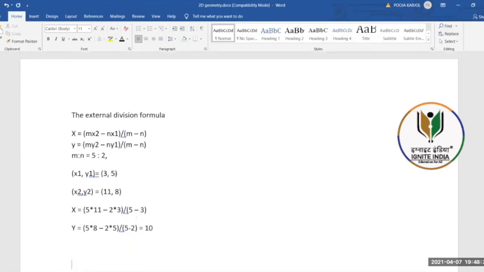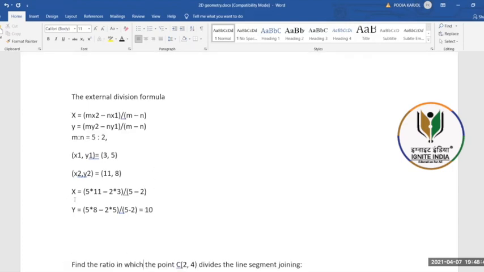So now, m into x2, which is 11: 5 into 11 minus 2 into 3, upon 5 minus 2. And next is m into y2, which is 8, minus n into y1, which is 5, divided by 5 minus 2 again. This will give you what? (55 minus 6) divided by 3, and (40 minus 10) divided by 3. This will give you 49 by 3, then this will give you 10.